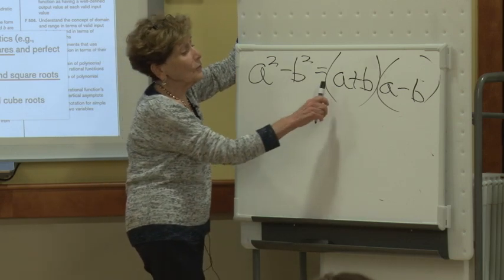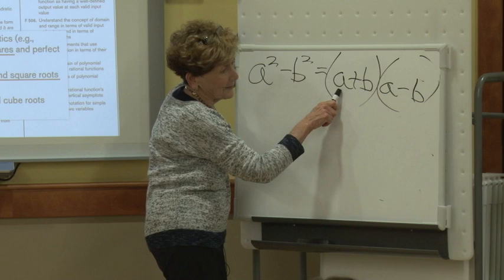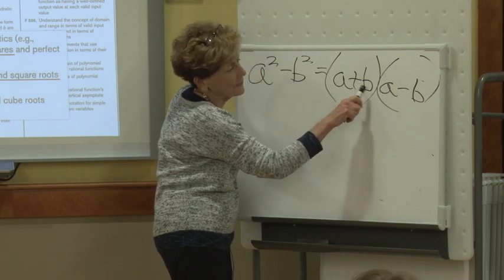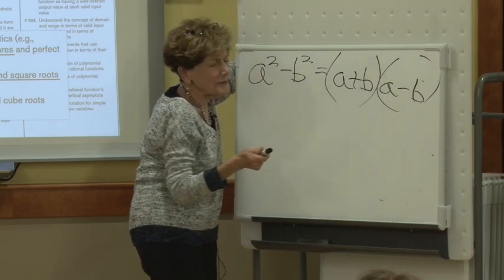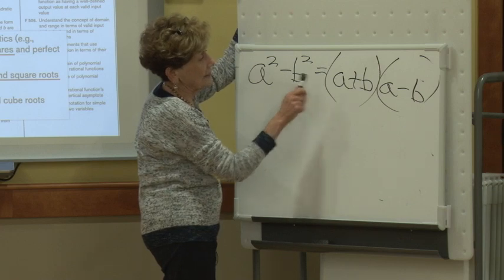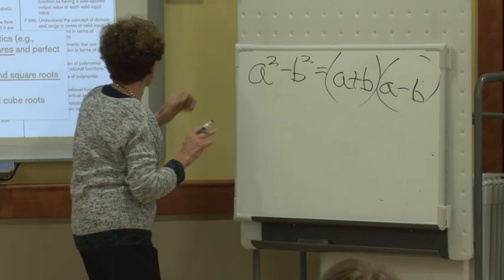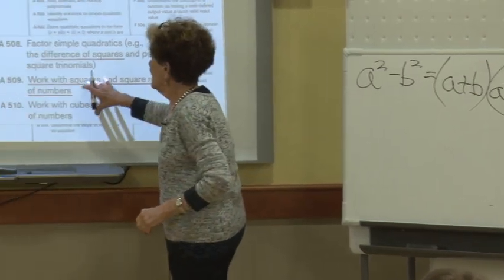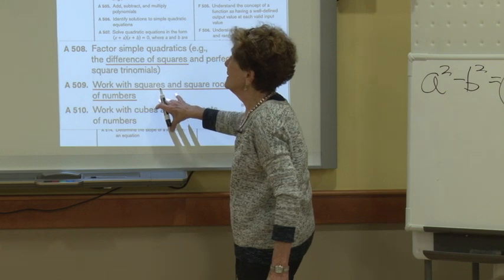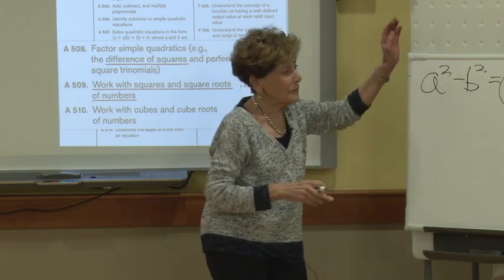And why does it come out to be that? Come on, do the FOIL. What's A times A? A squared. Outer, negative AB. Inner, positive AB or BA. And what happens to a negative AB and a positive AB? They cancel out. And then last term times last term is B squared. Gotta know those three patterns. And that's what it says here. Working with squares. They should have drilled you and drilled you on those. Okay, that's one, A squared minus B squared.